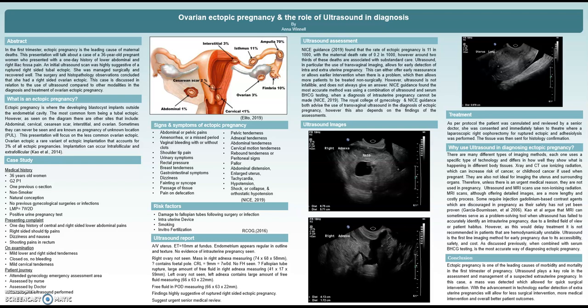Ultrasound, in particular the use of transvaginal imaging, allows for early detection of intra- and extrauterine pregnancy. This can either offer early reassurance or allows earlier intervention when there is a problem, which then allows more patients to be treated non-surgically. However, ultrasound is not infallible and does not always give an answer. NICE Guidance found that the most accurate method was using a combination of ultrasound and serum beta-HCG testing when a diagnosis of intrauterine pregnancy cannot be made.